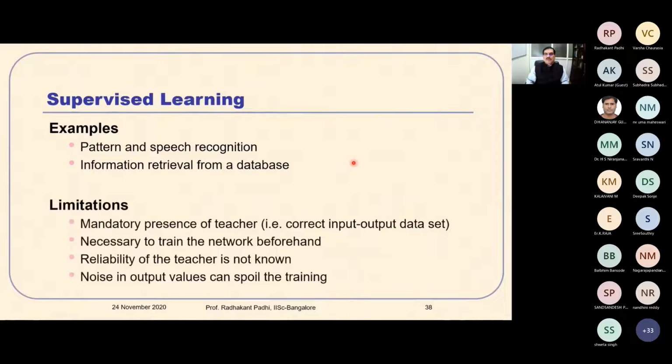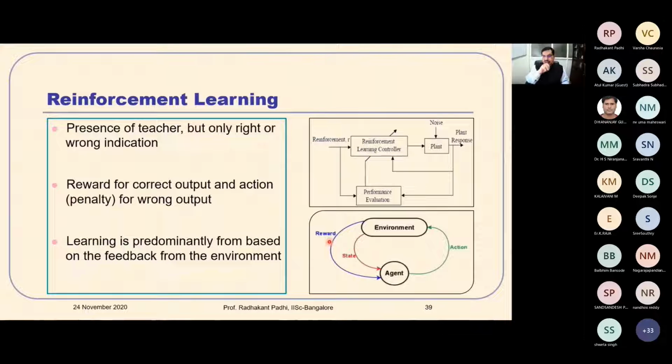What are the supervised learning examples? Pattern and speech recognition, information retrieval from a database, things like that. Then there are several limitations as well. First of all, you require the presence of a teacher. Without a teacher, there is no learning. It is also necessary to train the network beforehand. And of course, the reliability of the teacher itself is a concern. If you feed the wrong input-output data, the network will pick up the wrong thing. If the teacher tells something wrong, then obviously the student tends to pick it up. And noise in the output values can spoil the training process as well. So these are some of the limitations.